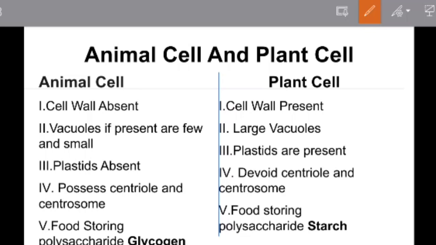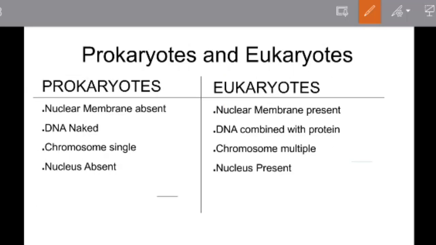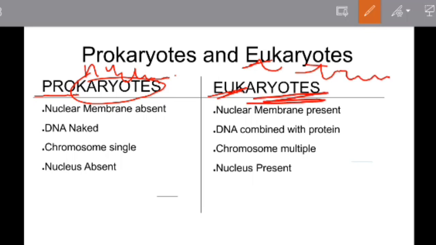Centrioles and centrosomes are present in animal cells, and there are no centrioles or centrosomes in plant cells. The food storing polysaccharide is generally glycogen in animal cells. The food storing polysaccharide is generally starch in plant cells. Now, these are some differences between plant and animal cells. Next are prokaryotes and eukaryotes. All the organisms except viruses are cellular. Two types of cell exist in our biological universe: one is prokaryotes, the second is eukaryotes. Pro means primitive. Karyote means nucleus, so prokaryote means before nucleus. Eu means true, and karyote means nucleus.